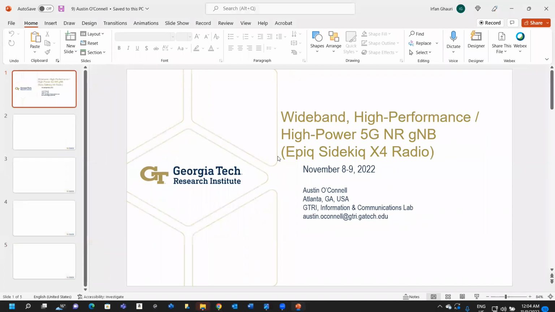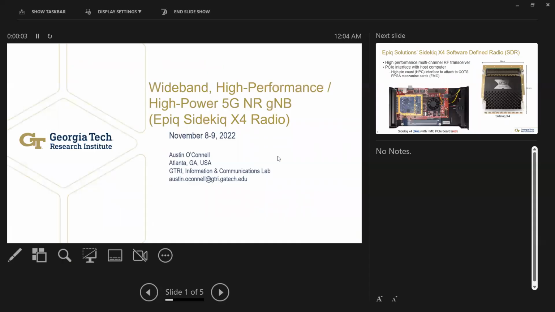The next presentation is a wideband, high performance, high power 5G NR gNB demo with the Epic Sidekick X4 radio. It's me again. This is a fairly similar demo, another Epic Solutions Sidekick radio that we've integrated with OAI, this one being the X4 radio.